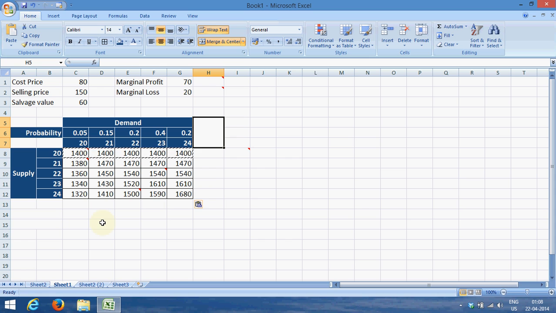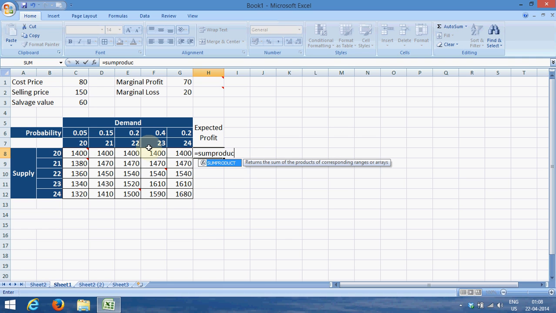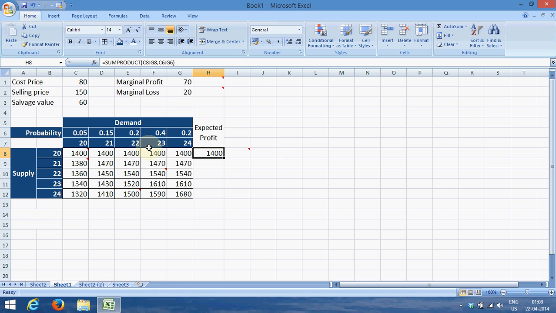Since we have the probability values, we can calculate the expected profit in various situations. So the expected profit here would be 1400 times 0.05, 1400 times 0.15, 1400 times this, and so on. Instead of multiplying each of them separately, we can use the SUMPRODUCT formula: equal to SUMPRODUCT of the cells here, comma, the probability values. What the SUMPRODUCT does is it takes a summation of the products of the corresponding cells. So 1400 is multiplied by 0.05, 1400 is multiplied by 0.15, and so on, and the values are added. So we would get an expected profit of $1,400.